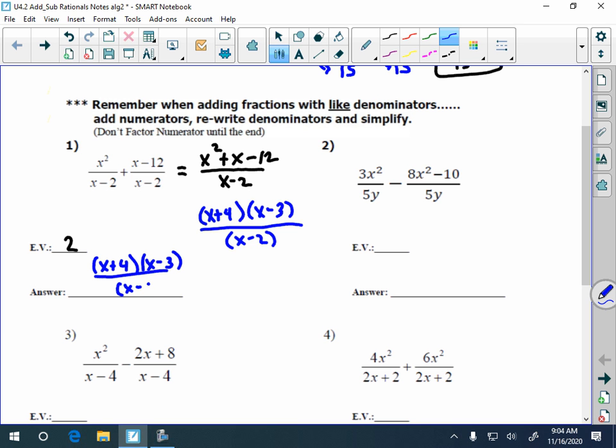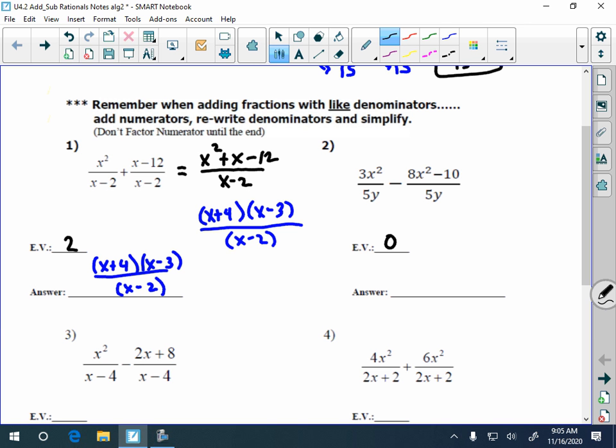All right, that's it. All right, number 2. Let's see, our excluded values. So we said our denominator is equal to 0. So we can set 5y equal to 0 and solve it. We divide by 5, and so we're going to get 0 for an excluded value.